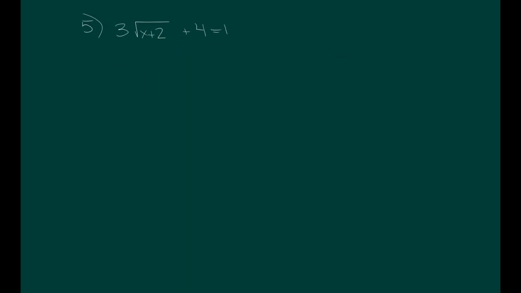So this is a multi-step problem. So it's 3 times the square root of x plus 2, plus 4 equals 1. So what number do I move first? Well, the plus 4 is going to be the first thing that I move because it's farthest away from the variable. So when I do that, I get 3 times the square root of x plus 2 equals negative 3.